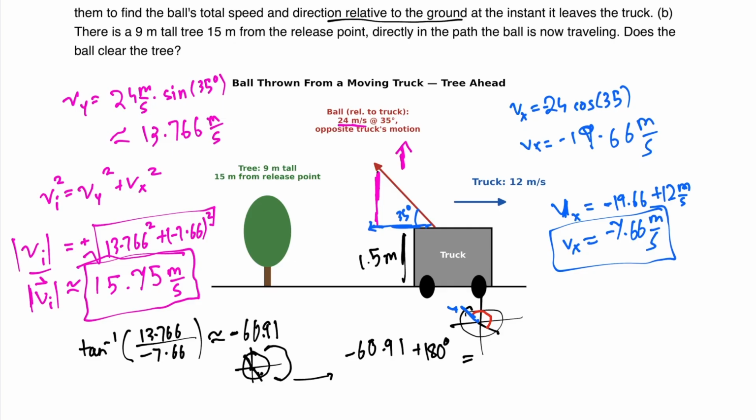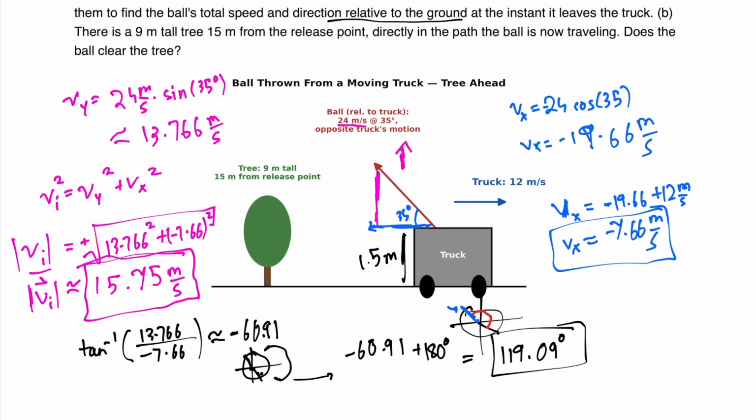So we're just going to add 180 to find the other angle here. 180 minus 60.91, so approximately 119.09 degrees is what we want, okay? That's our direction from the horizontal ground.